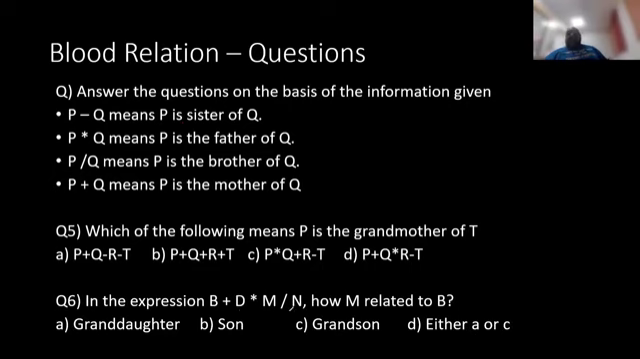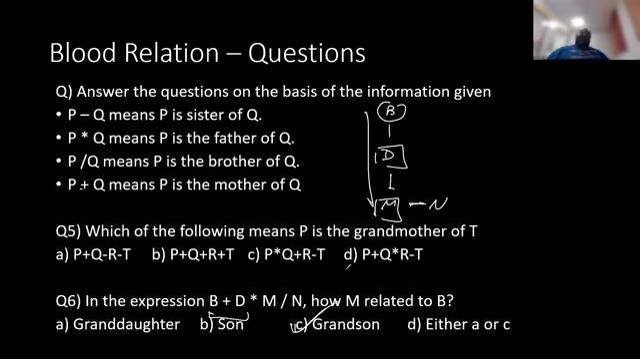B plus D into M divided by N. B plus D: B is the mother of D. D into M: D is the father of M. M divided by N: M is the brother of N. How is M related to B? M is the grandson of B. Right?